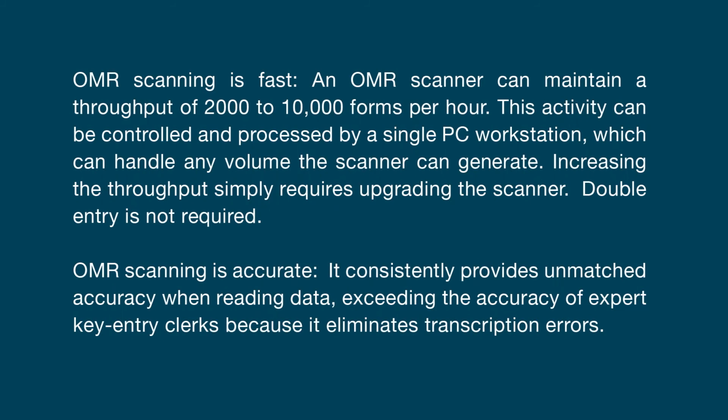OMR scanning is fast. An OMR scanner can maintain a throughput of 2000 to 10,000 forms per hour. This activity can be controlled and processed by a single PC workstation which can handle any volume the scanner can generate. Increasing the throughput simply requires upgrading the scanner. Double entry is not required. OMR scanning is accurate. It consistently provides unmatched accuracy when reading data, exceeding the accuracy of expert key entry clerks because it eliminates transcription errors.